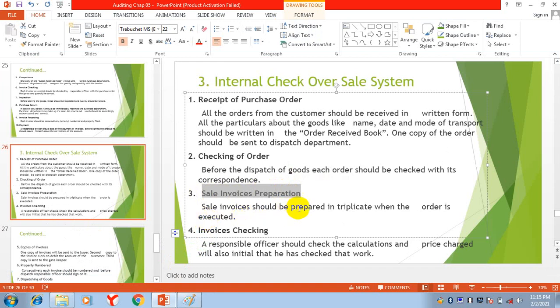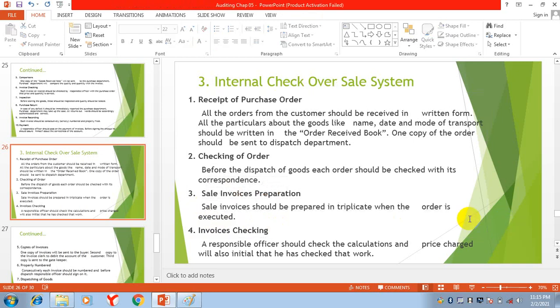Sale invoices should be prepared in triplicate. There will be 3 copies of that sale invoice when the order is executed. Why 3 copies? Next it is coming, so then we will talk about this. Invoices checking. A responsible officer should check the calculations and price charged, and will also initial that he has checked that work.